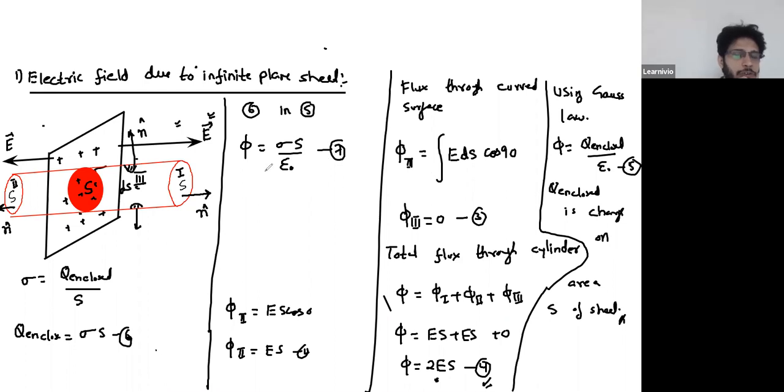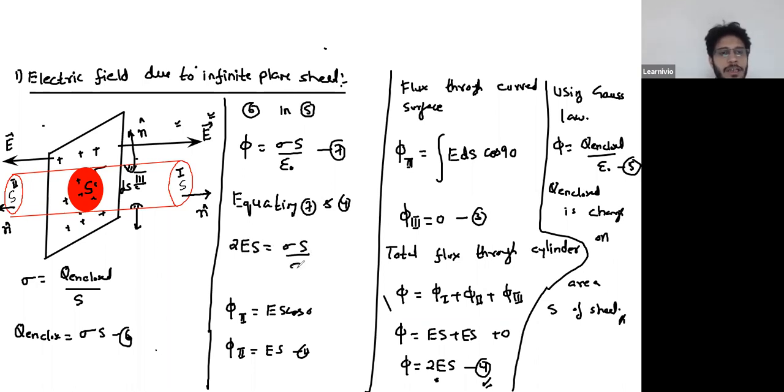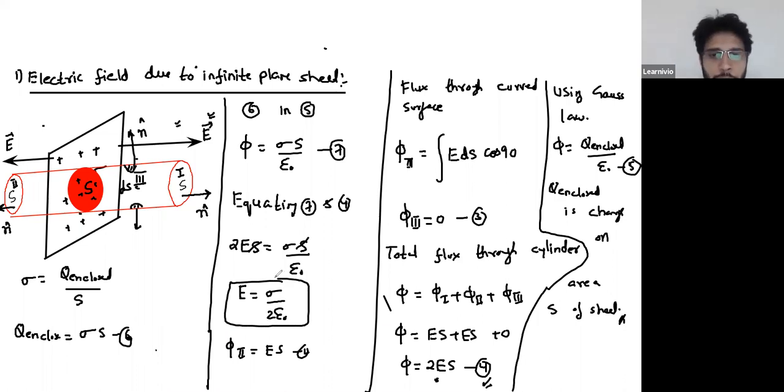So 7 and 4 are the same equation, so we can simply equate 7 and 4. If we equate 7 and 4, then we'll get 2ES is sigma S by epsilon naught. This S will cancel this S, and this E comes out to be sigma by 2 epsilon naught. So this is the electric field due to an infinite plane sheet.